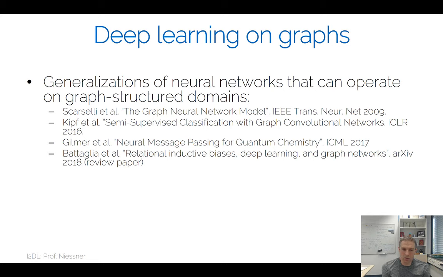Here are four very important papers in this domain that you can look up. This 2009 paper is one of the more conceptual ones. This paper from Thomas Kipf and colleagues from 2016 allows you to do graph convolutions on graphs. And then there have been a couple of newer papers, like this message passing paper from 2017, which is very important, I think. There have been many more in this area right now.